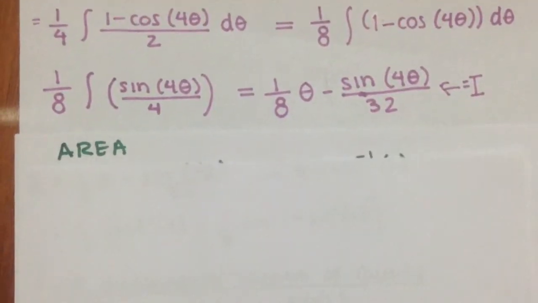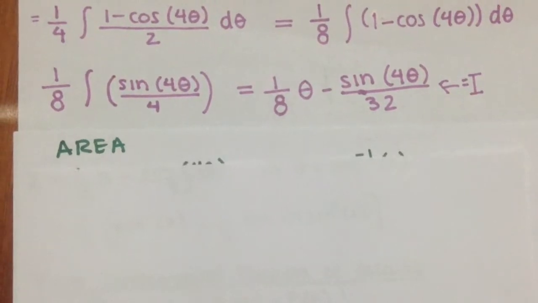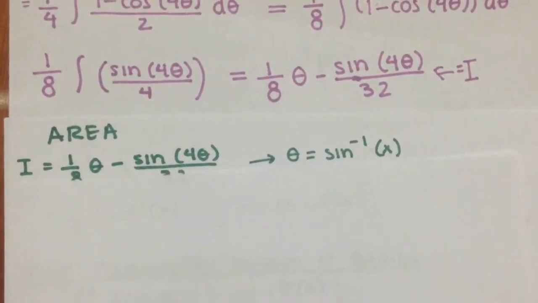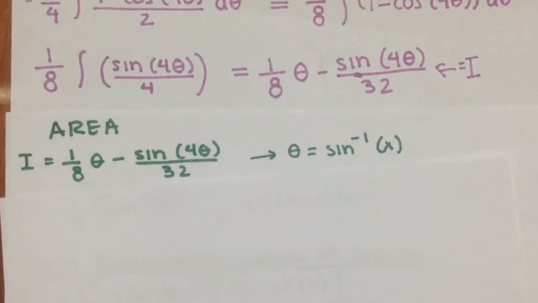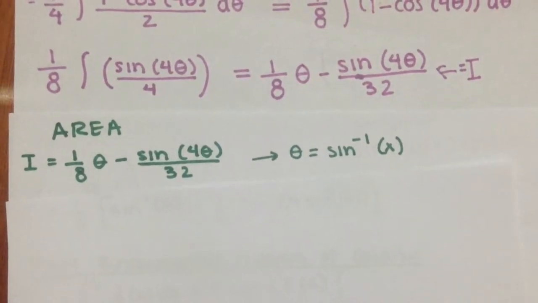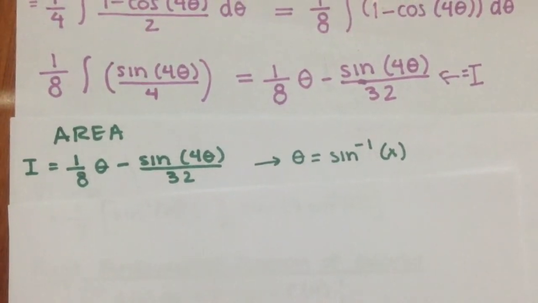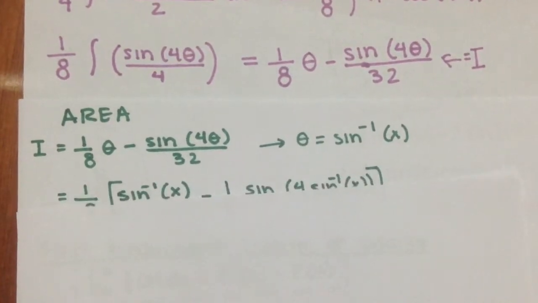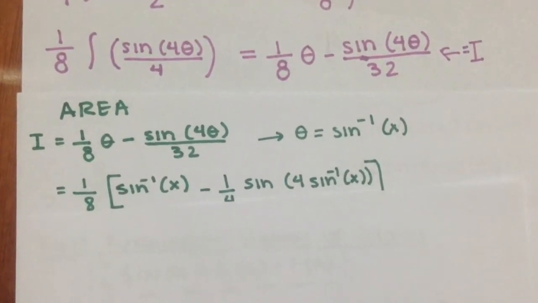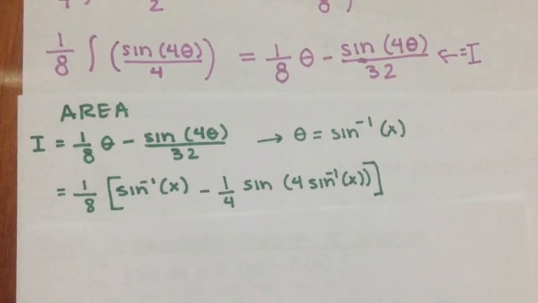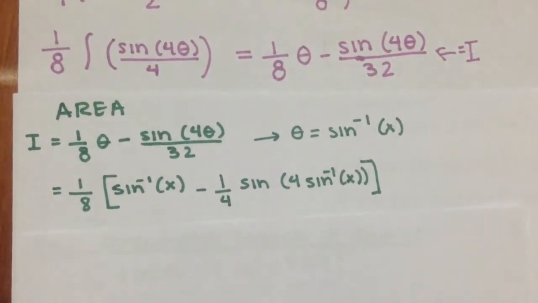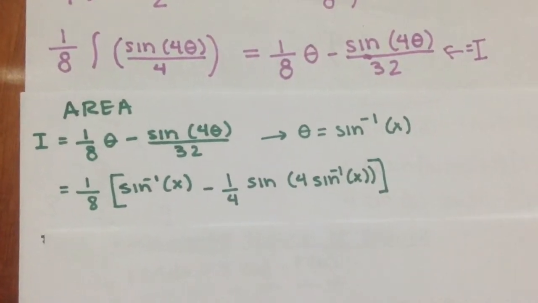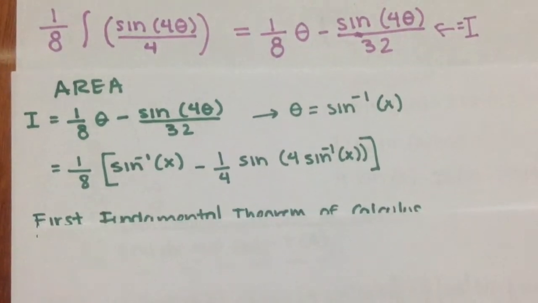To know the area of this integral, we will use the value of theta, that is equal to arc sine of x, and we will substitute the term of theta in our integral. So our integral will get to 1/8 multiplying arc sine of x minus 1/32 times sine of 4 arc sine of x.